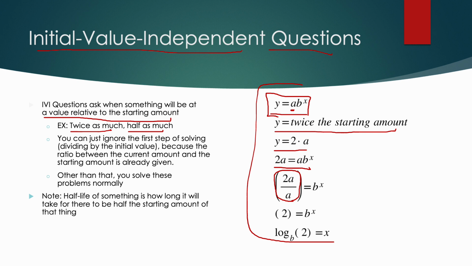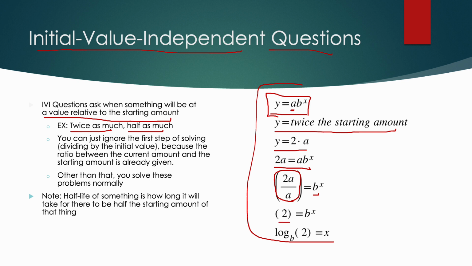And this works with pretty much any ratio. No, not pretty much. This works with every ratio, right? So if I say find it when it's a third as much, we're going to have to find it when b to the x is going to be equal to 1/3. If I ask when it's 5 times as much, 5 is equal to b to the x. Because the y is always going to be in terms of the starting amount, and so the ratio is always going to be whatever it's given. So if it's twice as much, it's going to be 2. If it's half as much, which is the other example we gave, it's going to be 1/2. But we'll see more examples later.